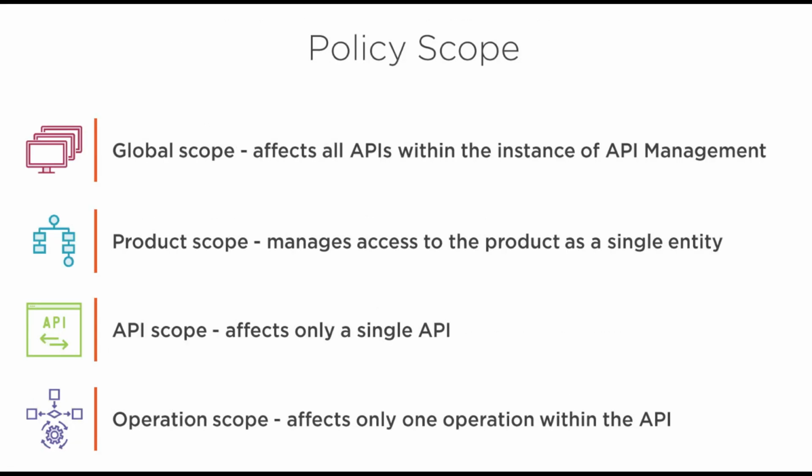Okay, so we are going to talk about the policy scope, and there are 4 types of policy scope. One is the global scope, which affects all the APIs within the instance of the API management. If you apply some policies to the global scope, then that policy is applicable for all the APIs within that API management. The second level is the product scope. So at the product level, you can apply some policies. You can apply policies directly at the API scope. You can even apply at the operation scope. So operation scope affects only one operation within the API. Okay, so those are the 4 types of scopes under the policies.